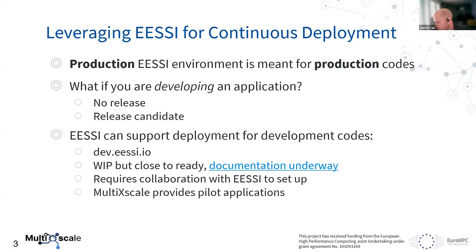So what we've come up with in the last few months is something called dev.eessi.io. Kenneth mentioned this briefly as well. But basically that's a location where we can deploy codes that are not ready for production, or maybe have some other restrictions related to that application that make them not suitable for the production repository.